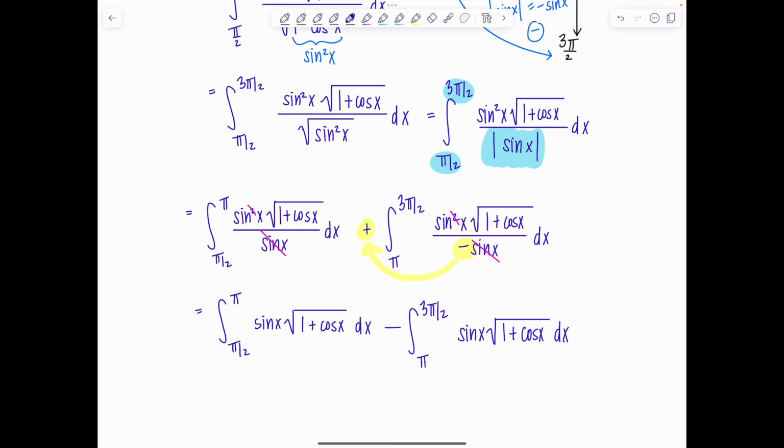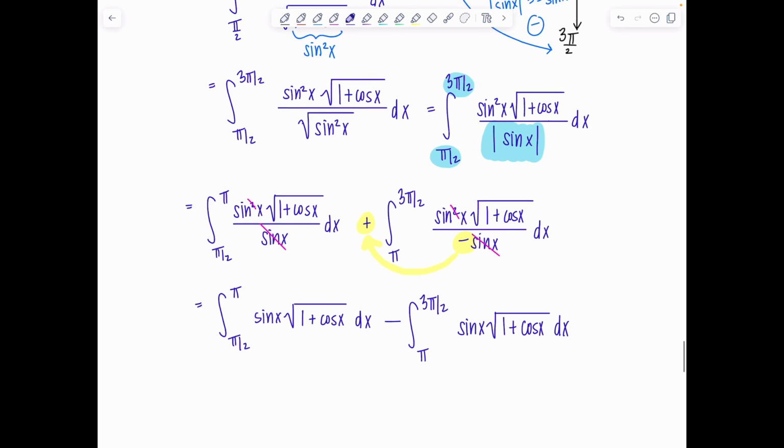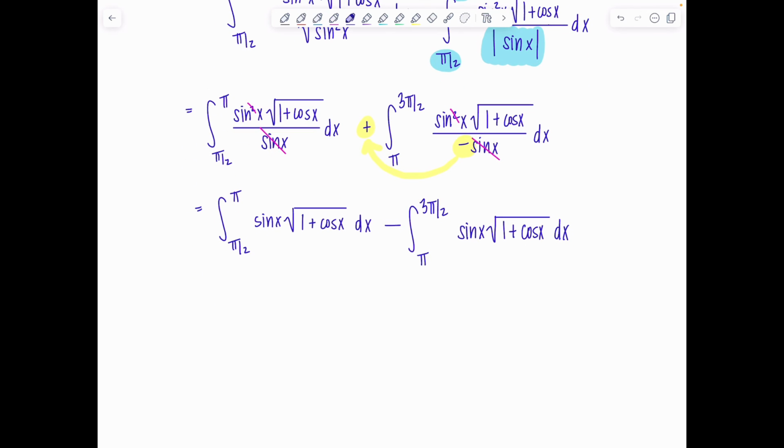And then the last little procedure you need to do to finish this problem is a u substitution. And we can use the same u sub for both integrals, so I'm just going to write it out once. We're going to let u equal 1 plus cosine x, and then du would be negative sine x dx. So negative du is sine x dx.